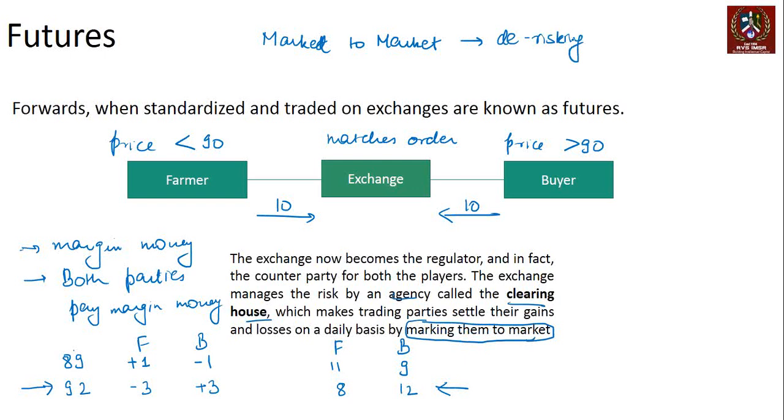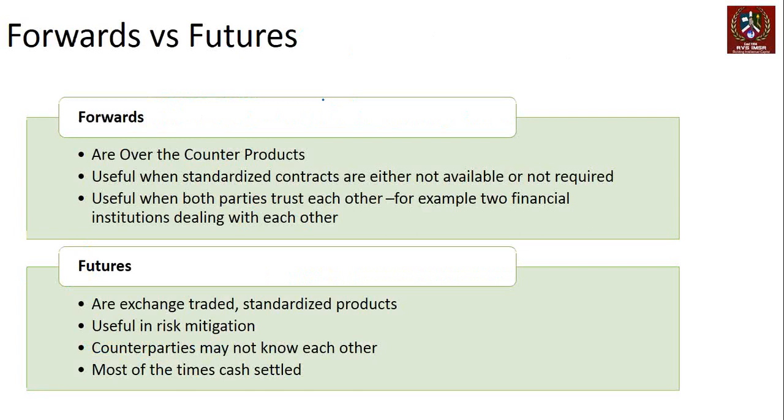They are essentially forwards, but they are standardized and they are traded on exchanges, right? So there is a regulator in between who takes care of the entire transaction. That's why futures become the more important and interesting point. These are called exchange traded products, right? So let's quickly summarize the forwards versus futures argument.